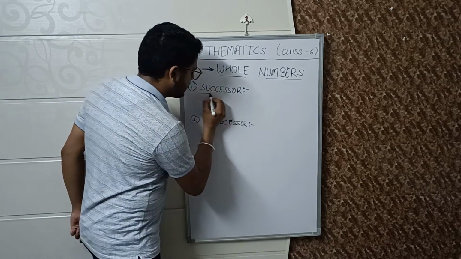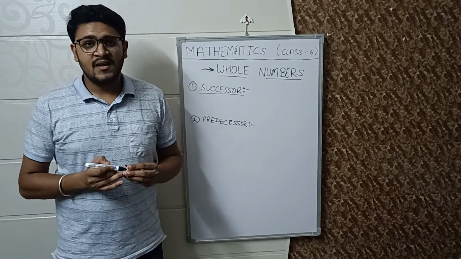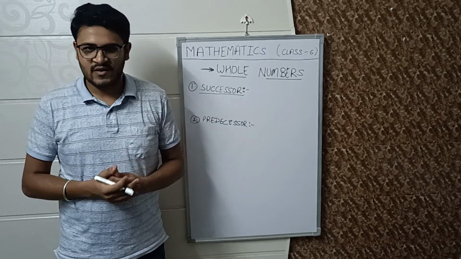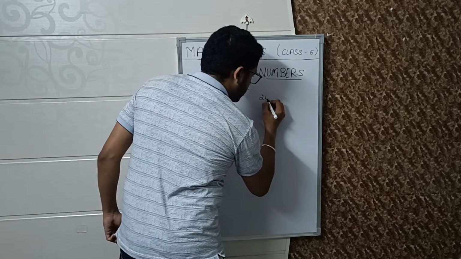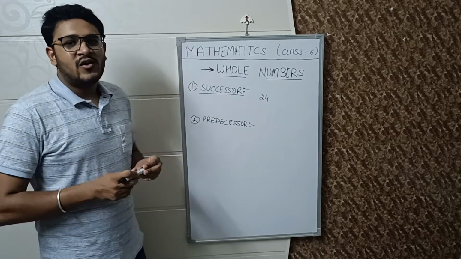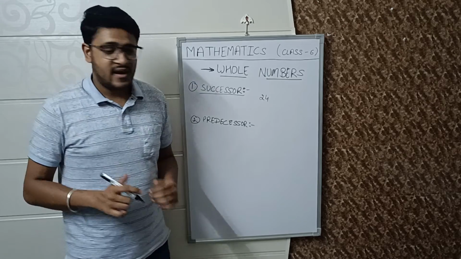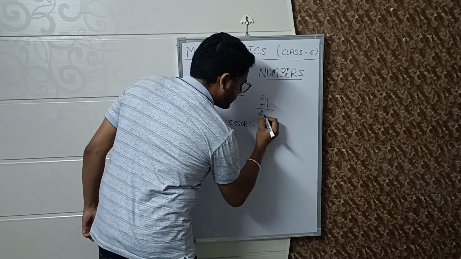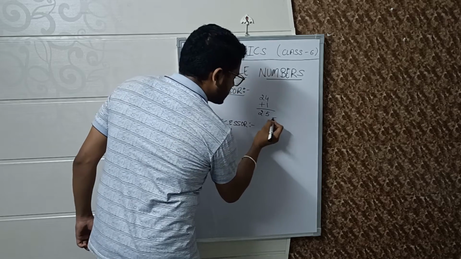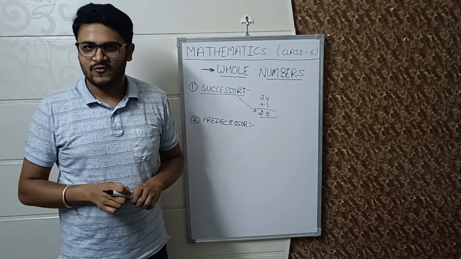Whenever we add 1 to any natural number, we get the successor of that number. For example, let's take the number 24, right? Now if someone asks what is the successor of this number, we will simply add 1 to the number. What we get? 25. So 25 is the successor of 24.